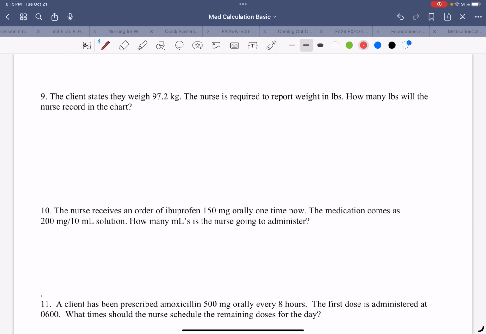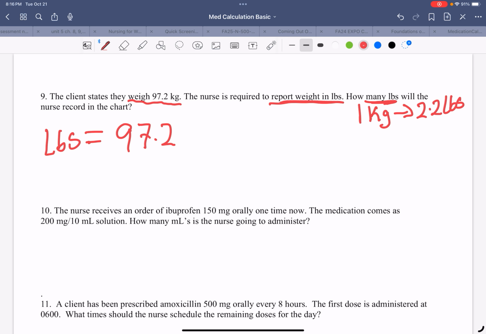All right, let's go to this question. The client states they weigh 97.2 kilograms. The nurse is required to report weight in pounds. How many pounds will the nurse record in the chart? Again, this is more of a conversion. Something you need to remember is that 1 kilogram is equivalent to 2.2 pounds. We are looking for pounds, so what was given? 97.2 kilograms.